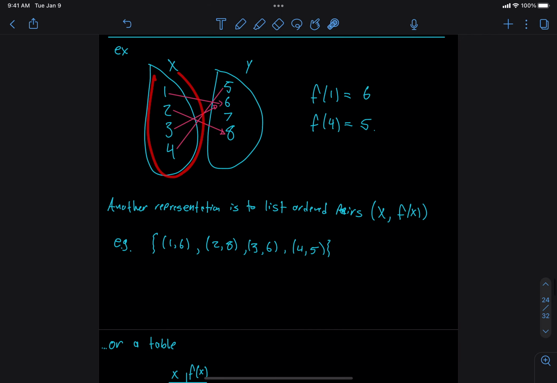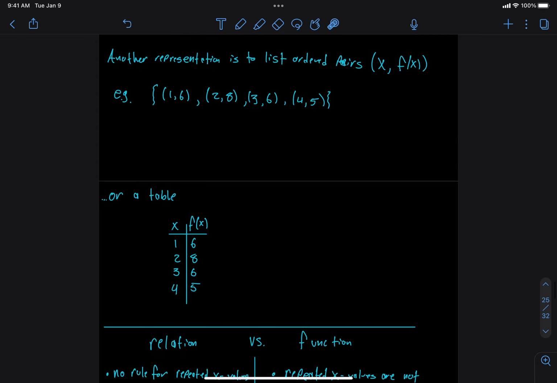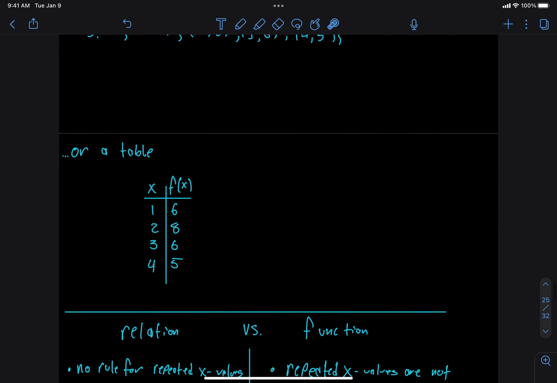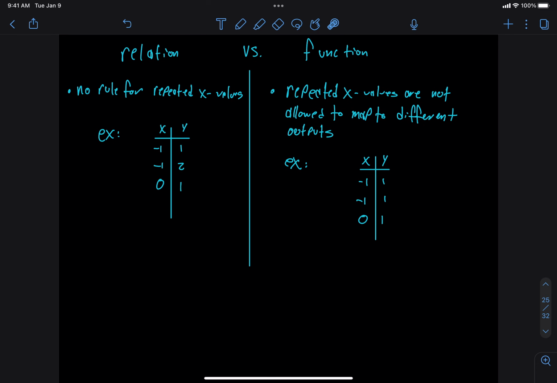Sometimes I'll do the circles, sometimes I'll do the ordered pairs, sometimes I'll do the table or whatever. So those are different ways that you can represent a function that I want you to be aware of. Now let's talk about the difference between a relation and a function. I already kind of touched on this.